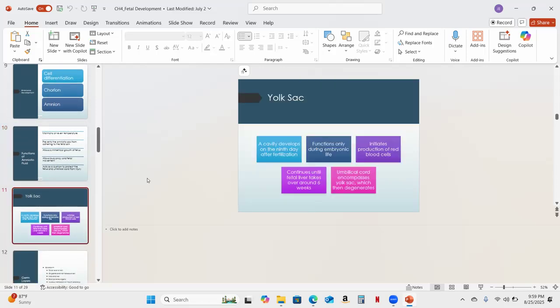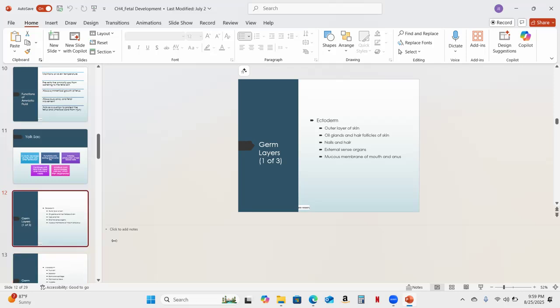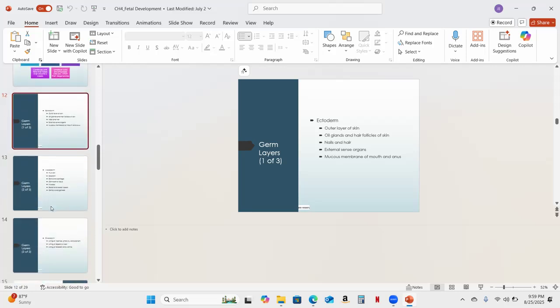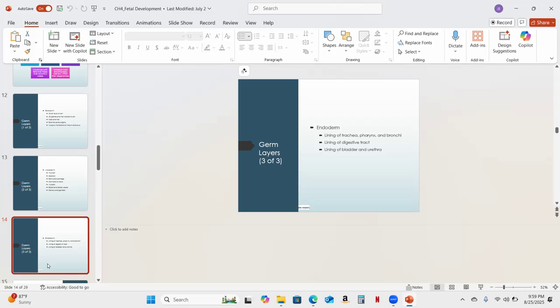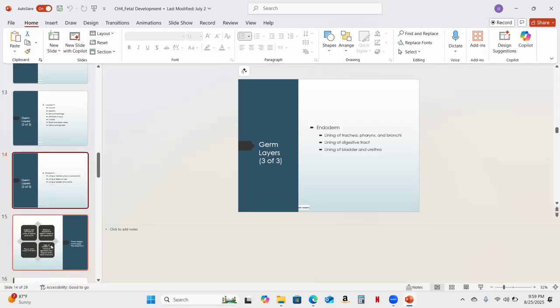Okay, and so then again, the yolk sac lasts till 6 weeks, and it develops the red blood cells. And then these are the different germ layers, the ectoderm, which then becomes the skin and the hair and the nails, mucous membranes. And then you have the mesoderm, which becomes the skeleton, bone, cartilage, muscles, blood vessels, kidneys. And then you have the endoderm, which is the digestive tract, the respiratory tract, and bladder and urethra.